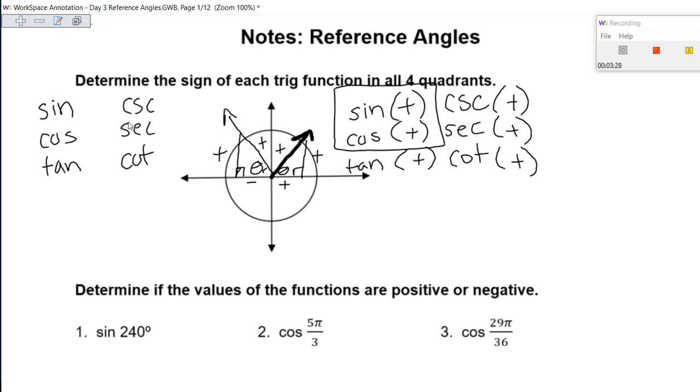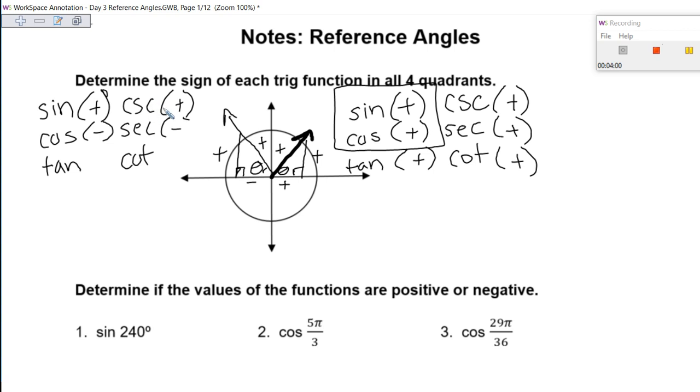So using SOHCAHTOA, sine is opposite over hypotenuse. So the opposite side is positive, the hypotenuse is positive as well. So what does that tell me about the sine? It has to be positive. So if the sine is positive, the cosecant is also positive. For cosine, cosine is adjacent over hypotenuse. If the adjacent side is negative and the hypotenuse is positive, what would the sign be for cosine? Negative. And if the cosine is negative, then the secant is also negative.